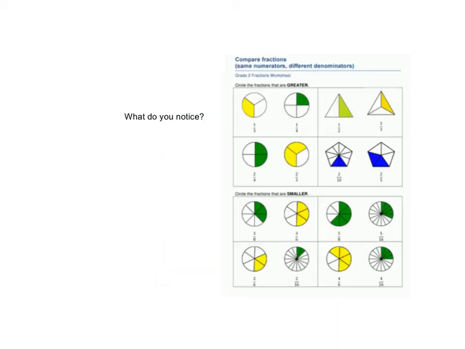And then on the next page, they actually get into problems where notice that your denominators are different, meaning you have the same size pizza. These are cut into thirds. These are cut into fourths. And you have one of those thirds or one of those fourths, and you can compare which one's bigger. So what do you notice on this sheet?